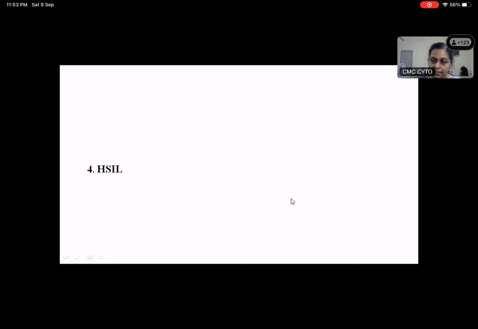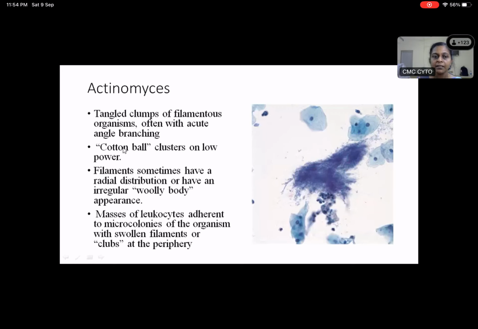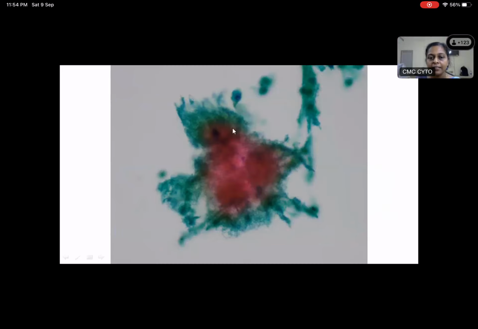Fourth case was Hetzel. Hetzel was discussed in detail by Dr. Hemant, so I'm not going into that. Fifth case was actinomycosis. You can see that this is actually called a cotton ball appearance, or a woolly body appearance. When it is tangled clumps, it is called cotton ball appearance.